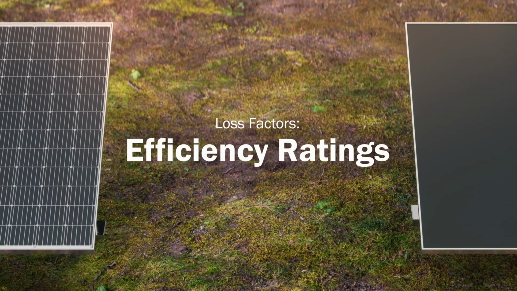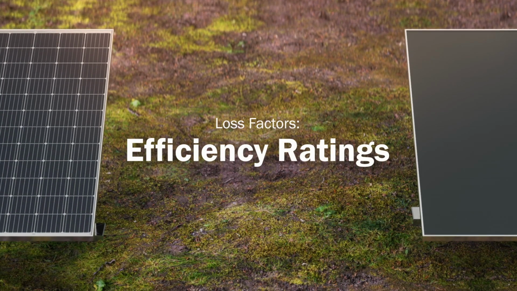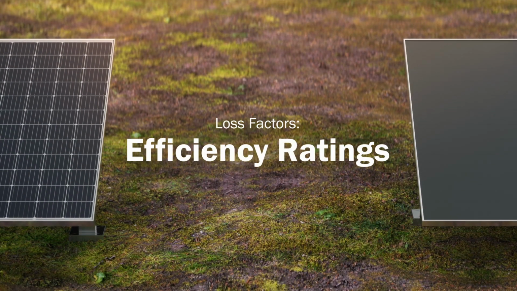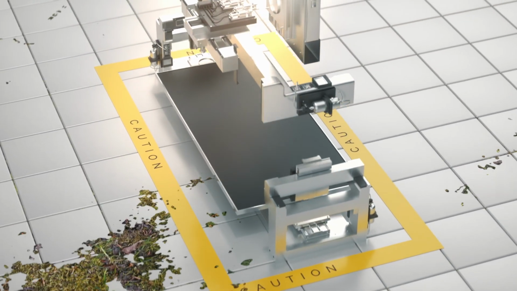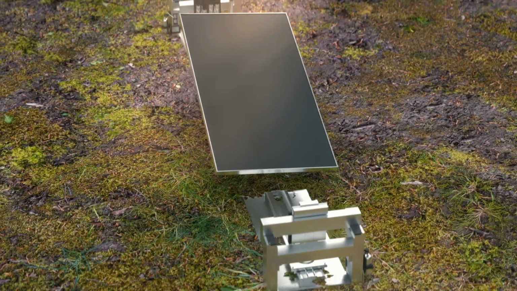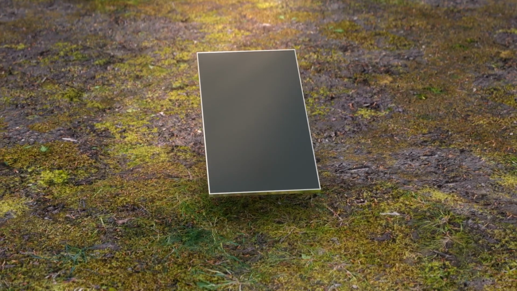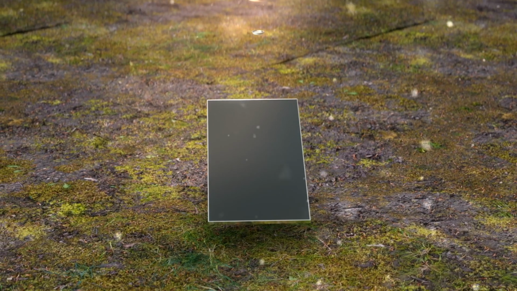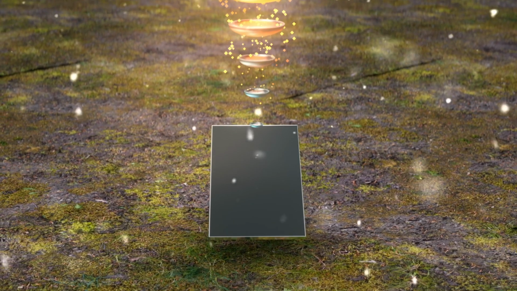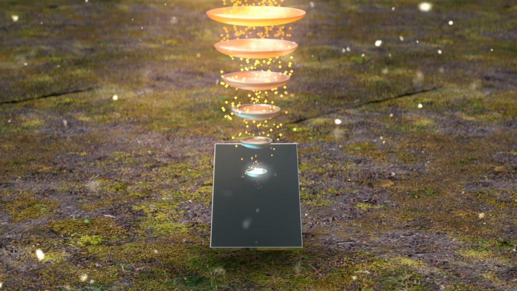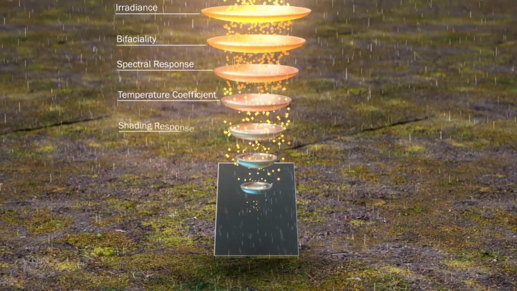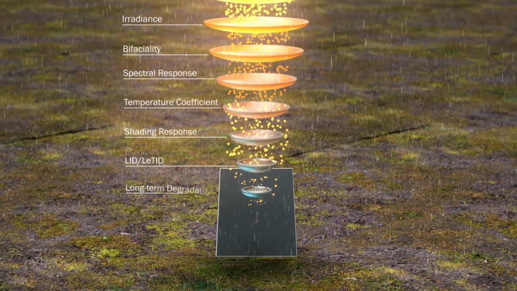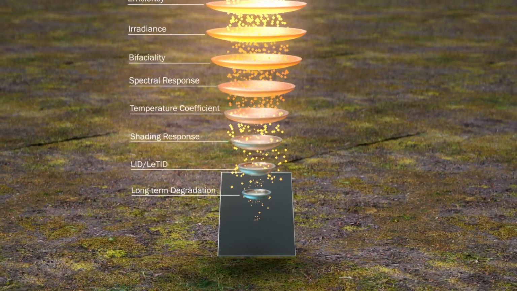It's easy to see why efficiency ratings are an incomplete measure of solar module performance. Efficiency ratings represent the percentage of sunlight that a solar module converts into usable electricity without considering the wide range of loss factors that impact overall energy performance. They don't factor in how well a module performs in less than optimal conditions, such as partial shading, high temperatures, or high humidity. And they don't capture a module's ability to resist degradation factors like LID and LETID.